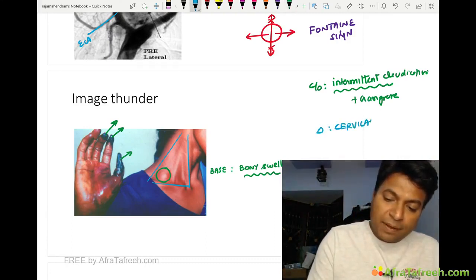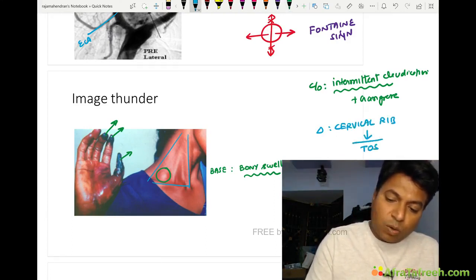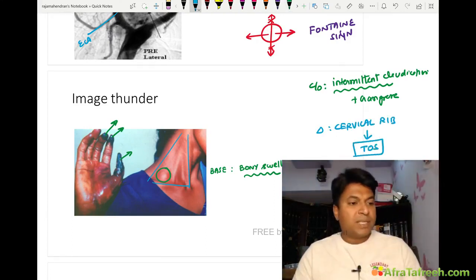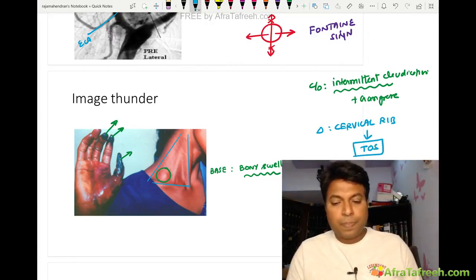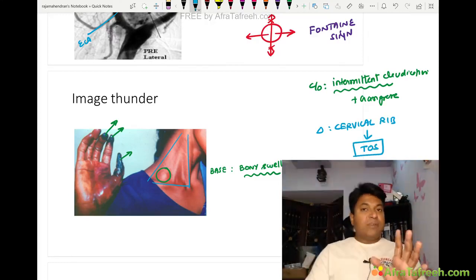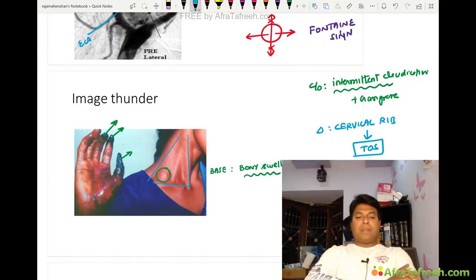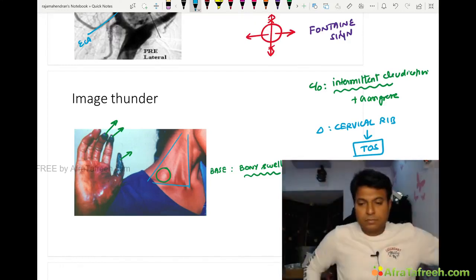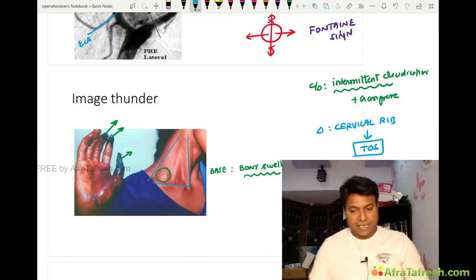cervical rib causing thoracic outlet syndrome. Please don't forget, this is cervical rib causing thoracic outlet syndrome. Very good. There are some video questions asked every year. I am going to show you the videos of the patient.